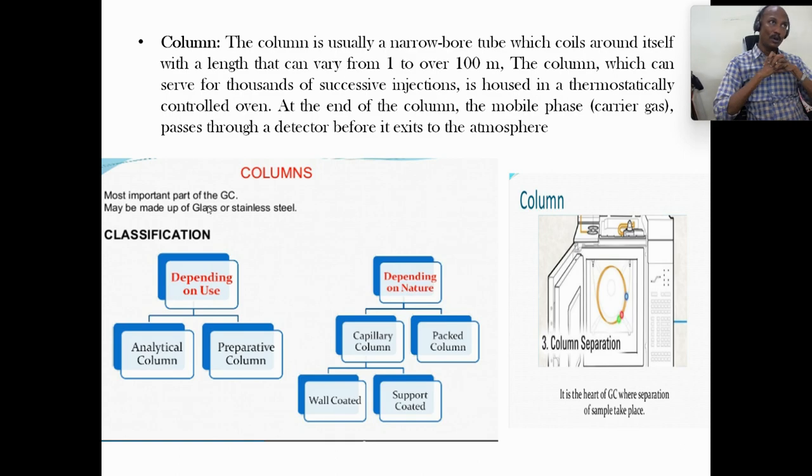And especially, we know very well that for any chromatography technique, the column is considered the heart. The column is usually a narrow bore tube which coils around itself, with a length from 1 to over 100 meters. The column, which can serve for thousands of successive injections, is housed in a thermostatically controlled oven. At the end of the column, the mobile phase passes through a detector before it exits to the atmosphere.